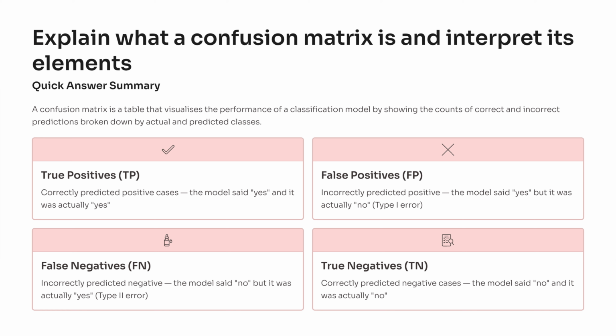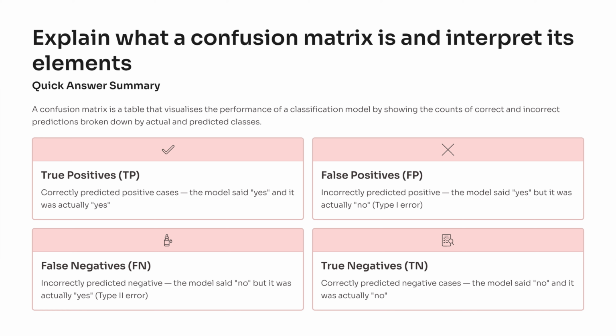A confusion matrix is simply a table that shows how well your classification model performed by comparing actual versus predicted values. It breaks results into 4 parts. True positives (TP): cases where the model predicted yes, and it was actually yes. For example, a fraud detection model correctly flagging a real fraud.